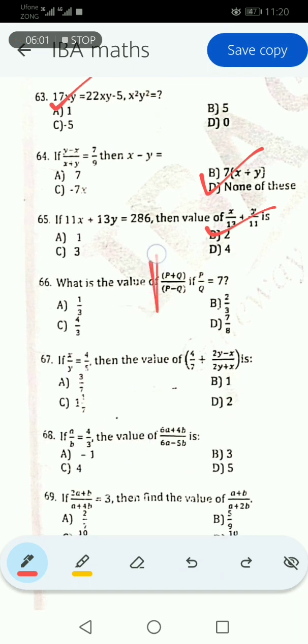Okay, after that, if you look at this question, here it is given that P upon Q is equal to 7. So what is the value of P plus Q upon P minus Q?